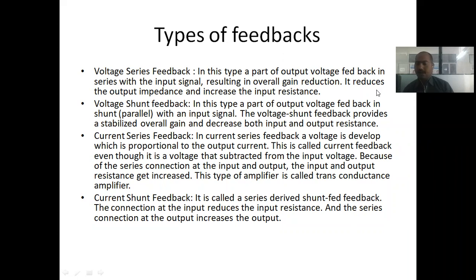I already told you about the stabilization of the frequency, because in each and every application, if the gain is varying with respect to time, this is not acceptable.